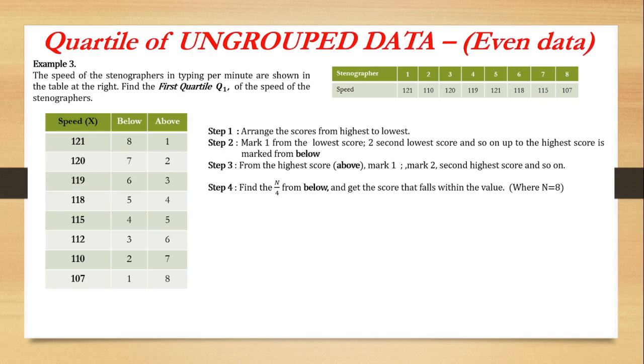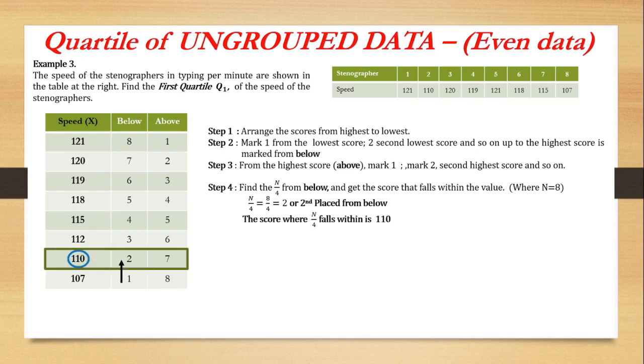Step 4, find the n over 4 from below and get the score that falls within the value where n is equal to 8. So let us compute. Substitute the value of n, which is 8. So we have 8 divided by 4, which is equal to 2, or the second place from below. So if we look at our data at the left, this is our second place. The score where n over 4 falls within is 110.